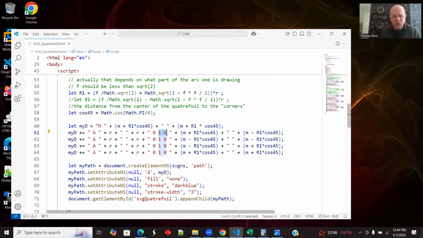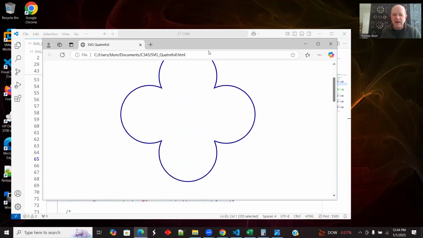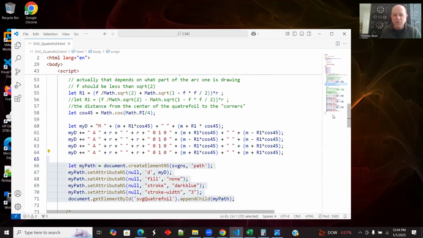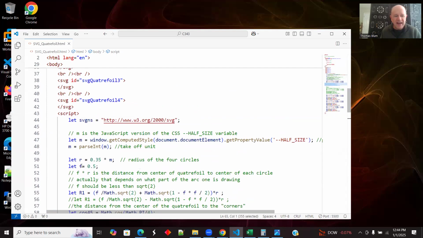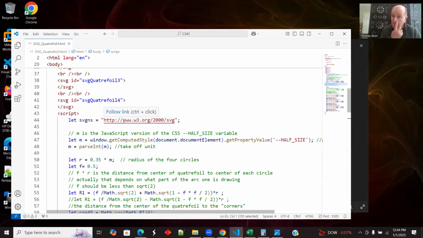And so when I originally drew it, I drew it with 1, 0, 1, 0, 1, 0, 1, 0, and made my path, and then added my path to my design, and set all various parameters, the fill, the stroke, what have you. And there is that quatrefoil that I just made for an F, or what I was calling over here Z, of 0.5.